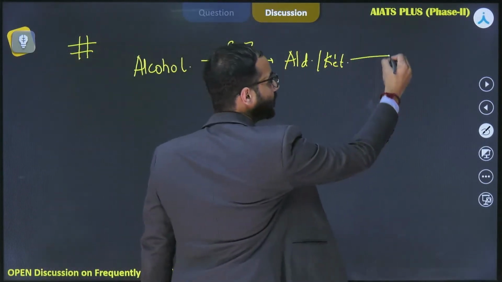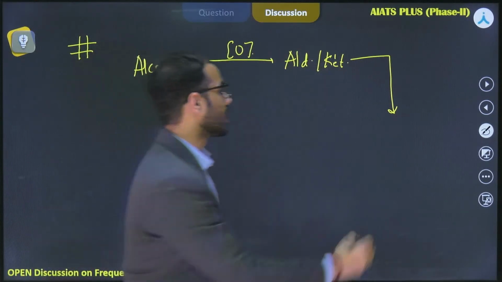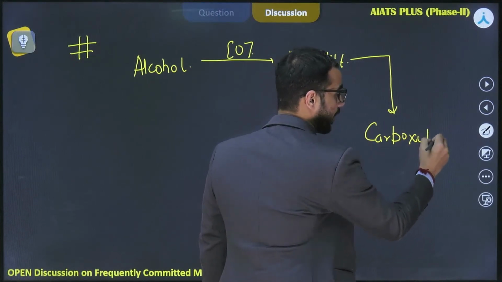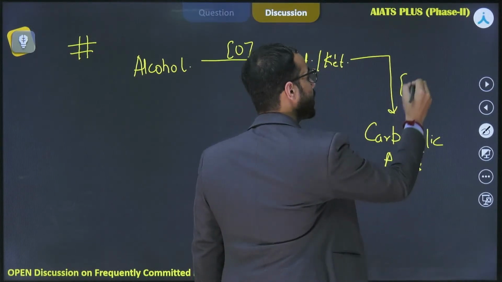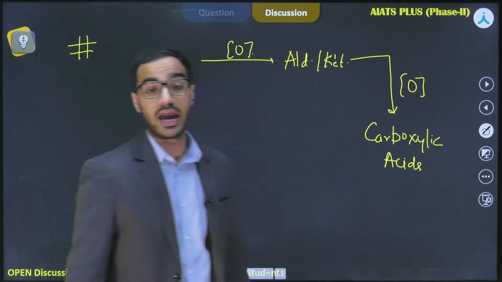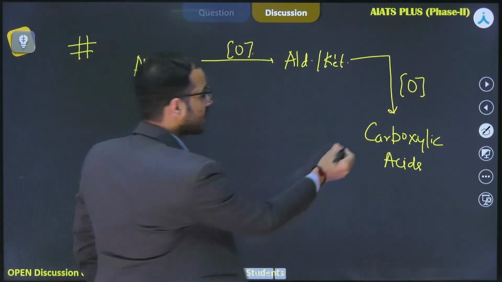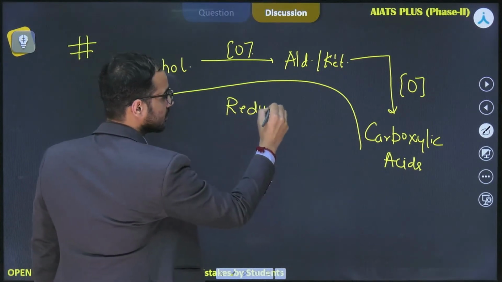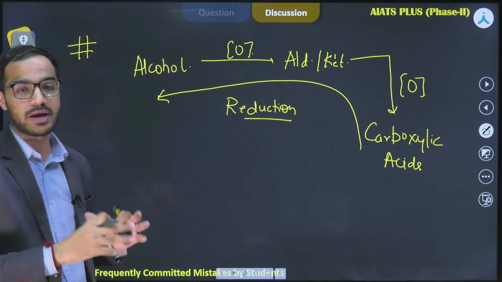Next, when you are converting aldehyde or ketones to carboxylic acids, again you are oxidizing it. And if it is feasible to move back, the whole step is reduction. This is the first and foremost thing you should be aware of.